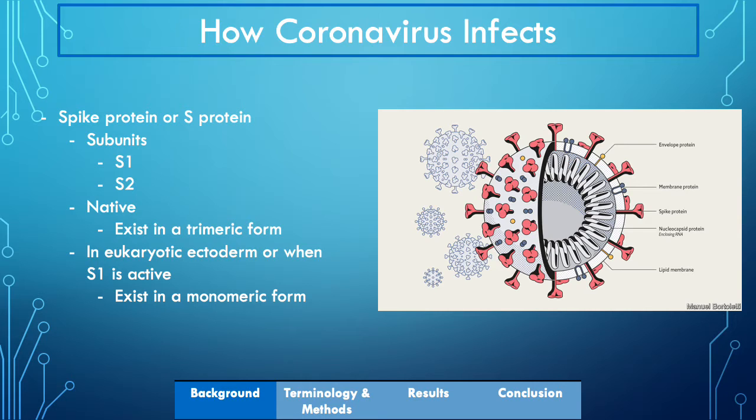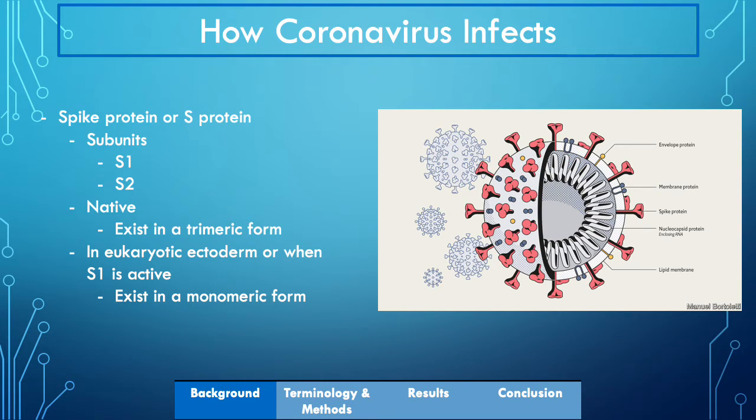coronavirus has a spike protein, and that is actually this thing on the right here in this little cell. It looks like a little golf tee, is how I think it looks. And while it's on the cell, it exists in a trimeric form. And then within a eukaryotic ectodomain, or even when the S1 is active, it exists in a monomeric form.